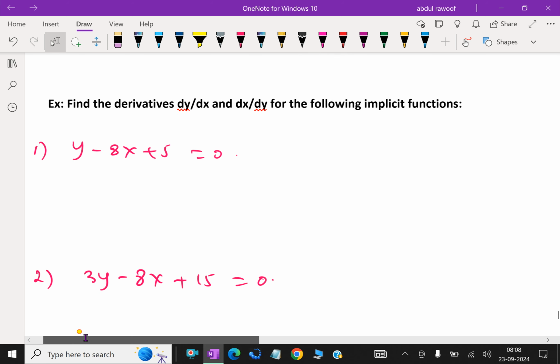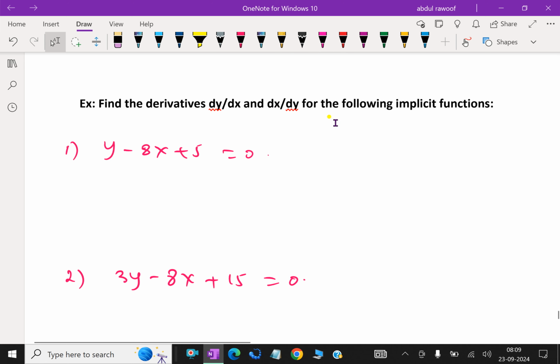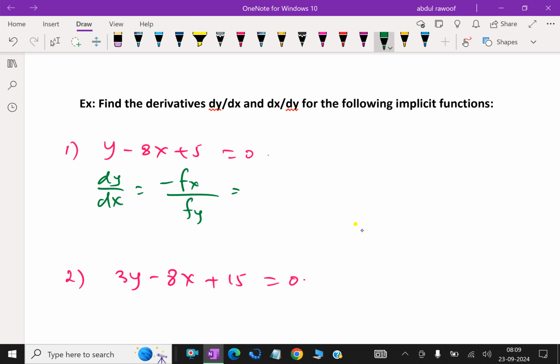Find the derivative dy by dx and dx by dy for the following implicit function. You know that here dy by dx equal minus fx over fy, where differential of this function with respect to x is minus 8, minus of minus 8 over fy is 1, which is equal 8. Then dx by dy. Therefore, dx by dy is the reciprocal, 1 over 8.